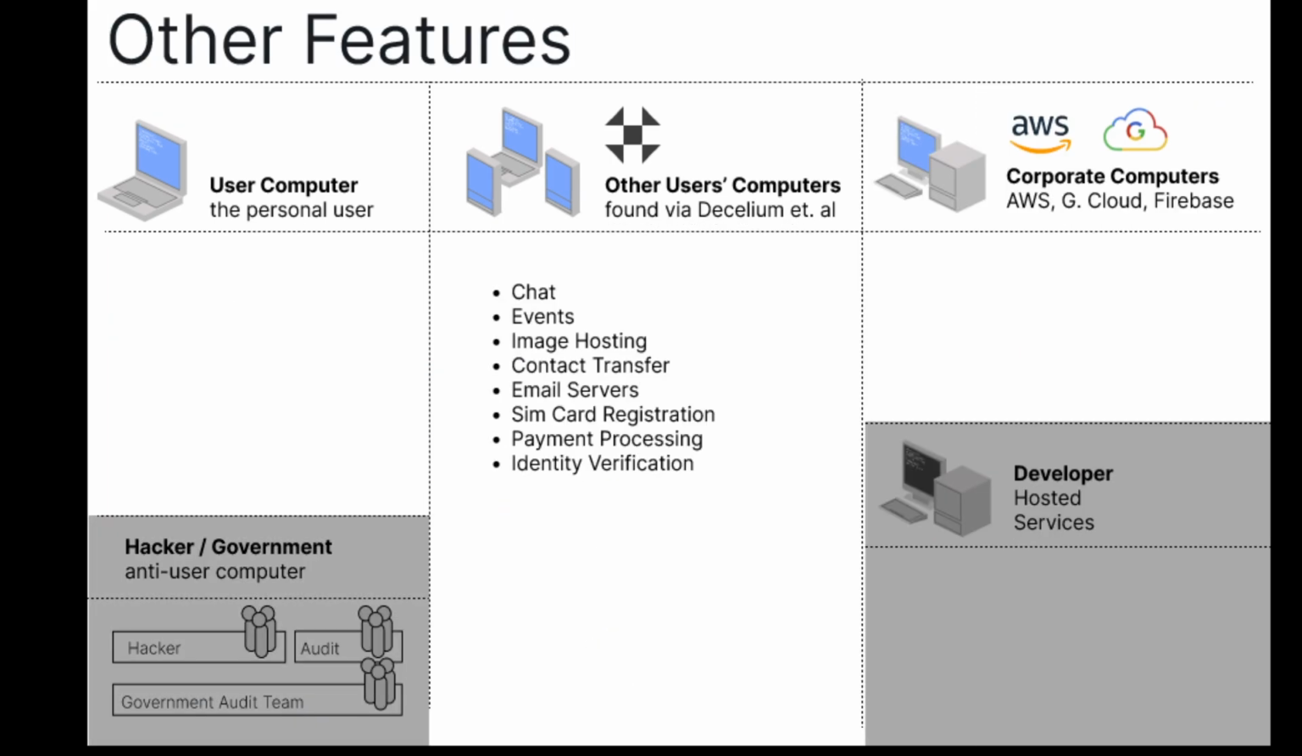Other than websites, this sort of upload and propagation technology, the transfer technology, is used for chats, event registrations, image hosting, contact transfers. On your cell phone, sometimes you have contact cards, email servers, SIM card registration, payment processing, identity verification. All sorts of workflows work on the Decilium protocol. If it can be boiled down into a file type and the fact that it needs to spread through the network and be run within a virtual machine, then it's compatible.